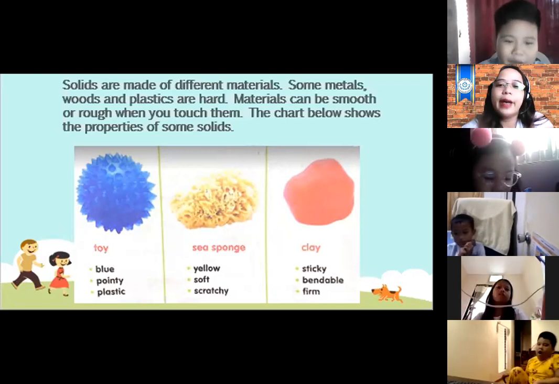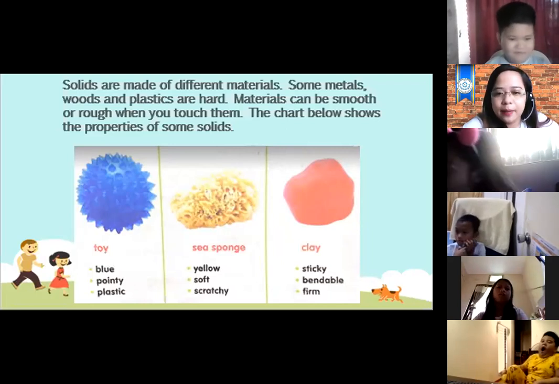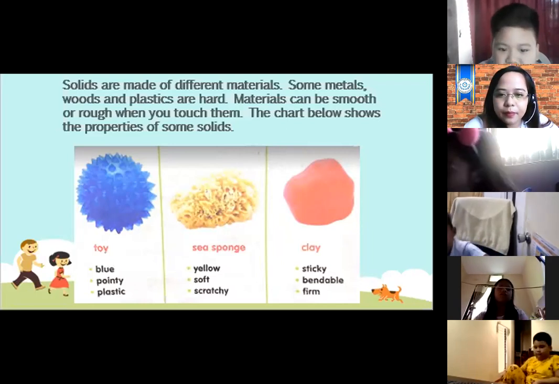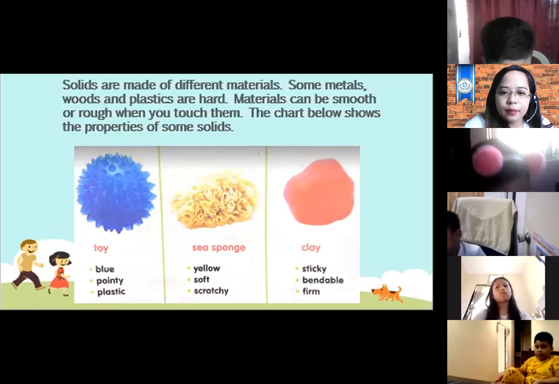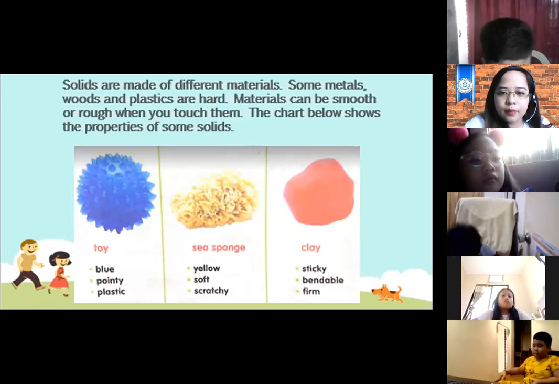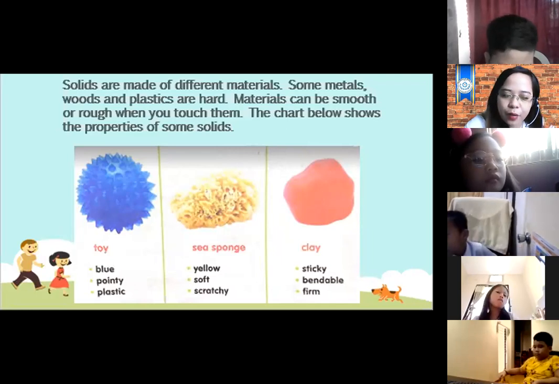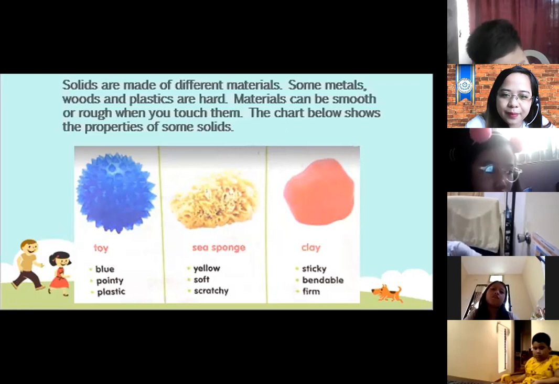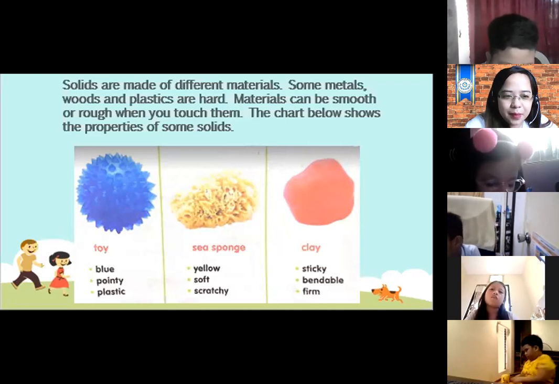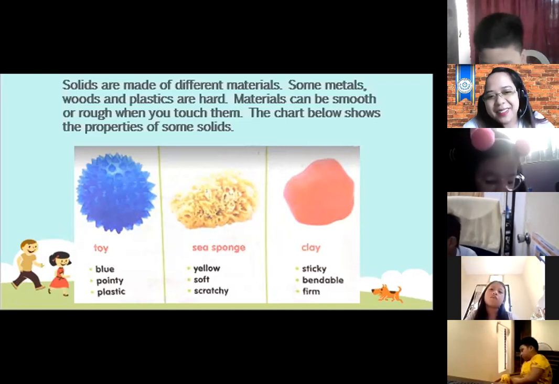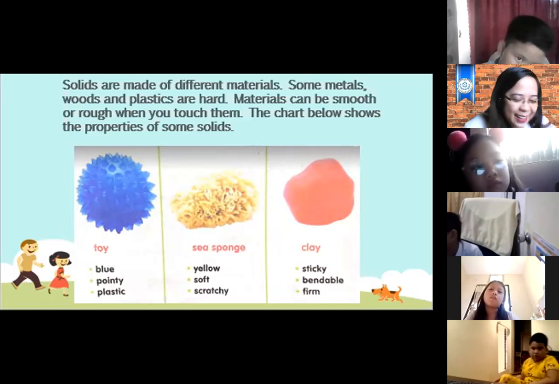Another one. Let's have Abby. Okay. I have a crayon. It's color red. It's smooth and rough. What makes it rough? It makes it rough because it feels hard, but when you hold it, it feels smooth. I see. Okay, how about Micah?